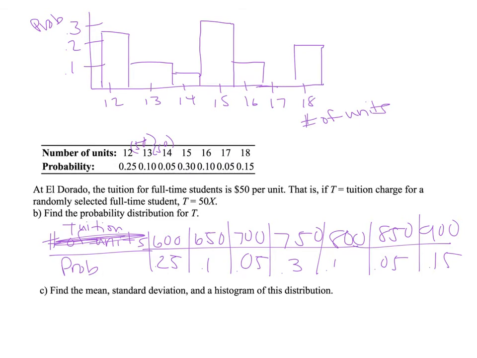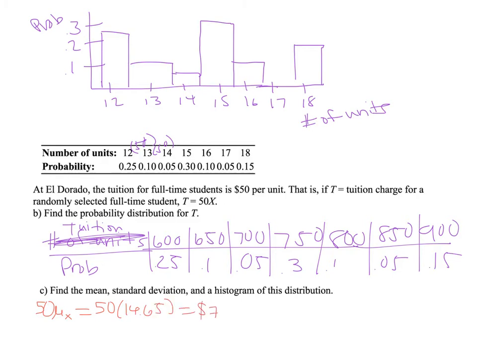For Part C, it asks you to find the mean, standard deviation, and a histogram. So now, for the mean and standard deviation, you have two options. You can either take what you just did, your probability distribution, and you can calculate the mean, which is the expected value, using the values that you have. The other option is that you can take the original mean that you had, I'm going to call that mu of x, and all you need to do is multiply that by 50. So our original mean was 14.65.